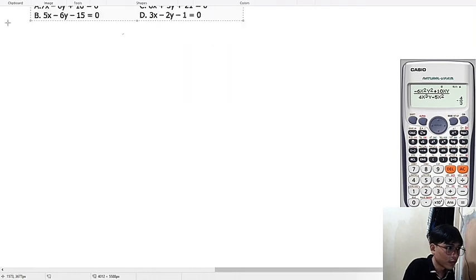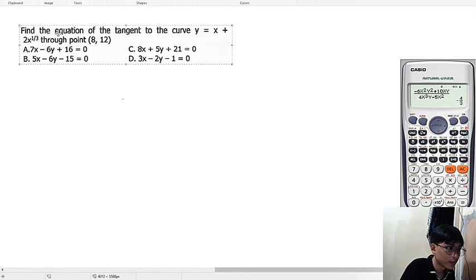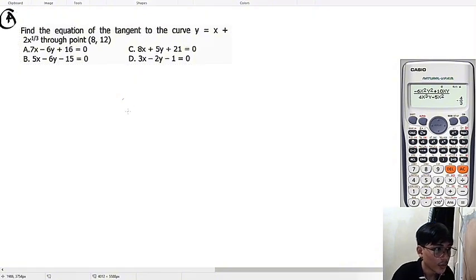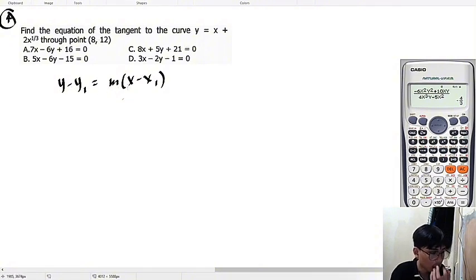So example number 4. Find the equation of the tangent to the curve y equals x plus 2x raised to 1/3 through point (8, 12). Now, we have to find the equation of the tangent to the curve. So meaning, we use the standard form, y minus y sub 1 equals m times (x minus x sub 1). Given this point, we have to find the slope so we can get the equation of the tangent line.